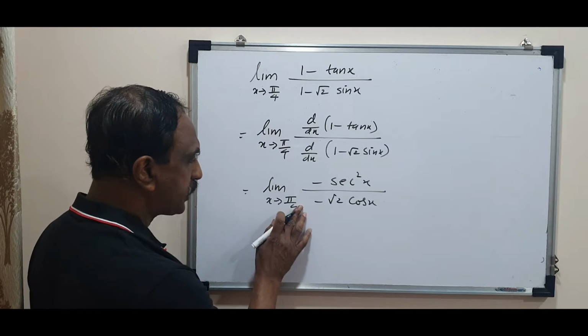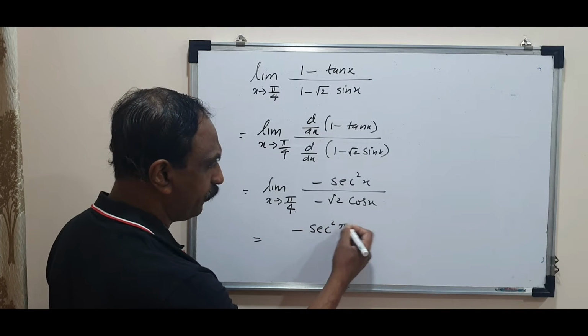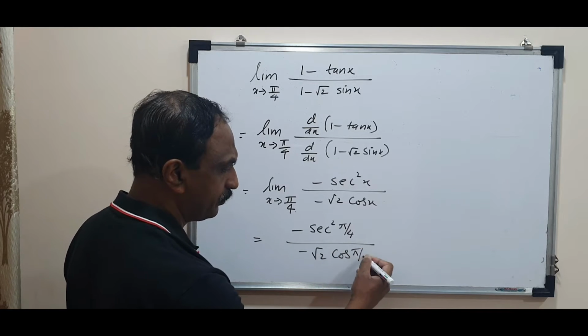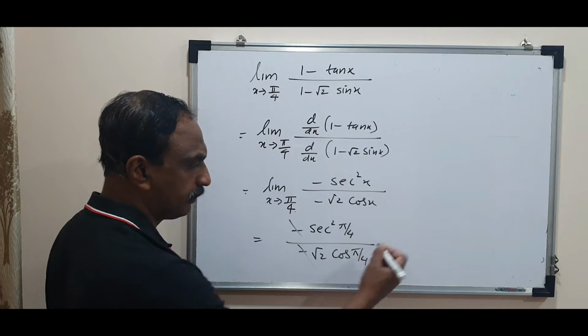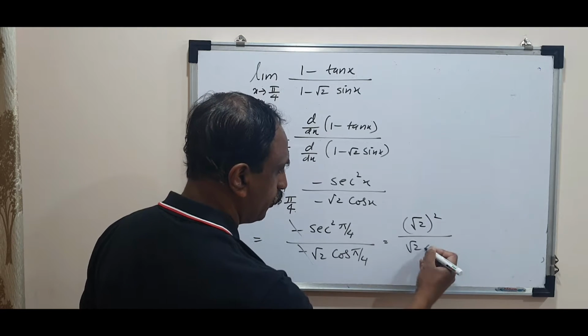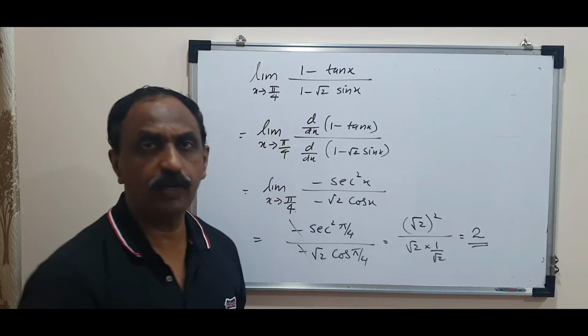On replacing x by pi by 4, you will get minus sec square pi by 4 divided by minus root 2 into cos pi by 4. So we can cancel off both minus signs. That is root 2 square upon root 2 into 1 by root 2. So my answer became 2. So very fast we get the answer.